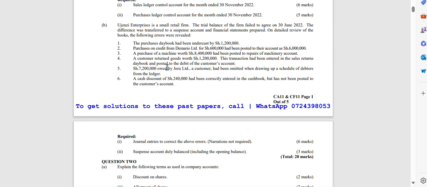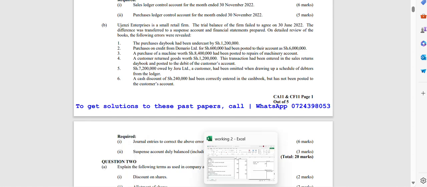Okay, the transaction had been entered in the sales return day book, meaning it was already in the sales account, and posted to the debit side of the customer account. So let us open this. We are going to open two accounts here: sales and debtors, or the customer. But I can't see any error here because a customer returned goods worth 1200.